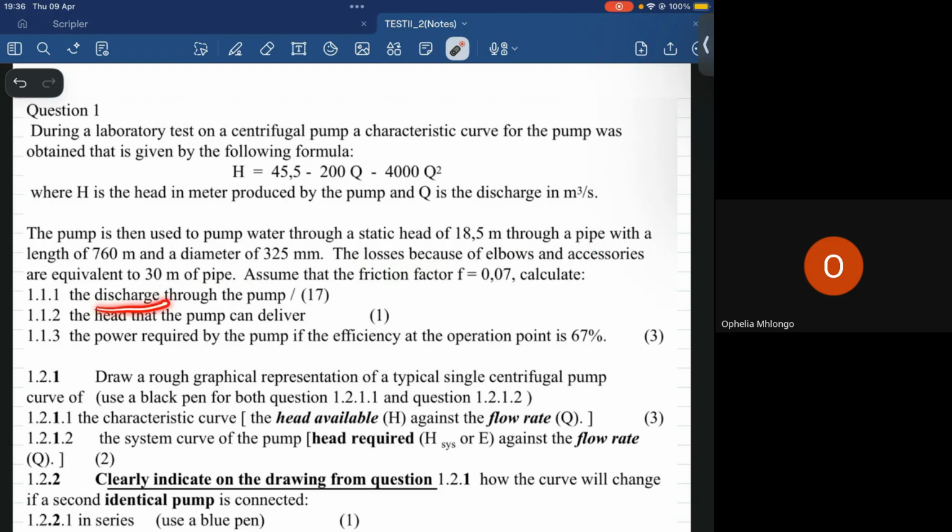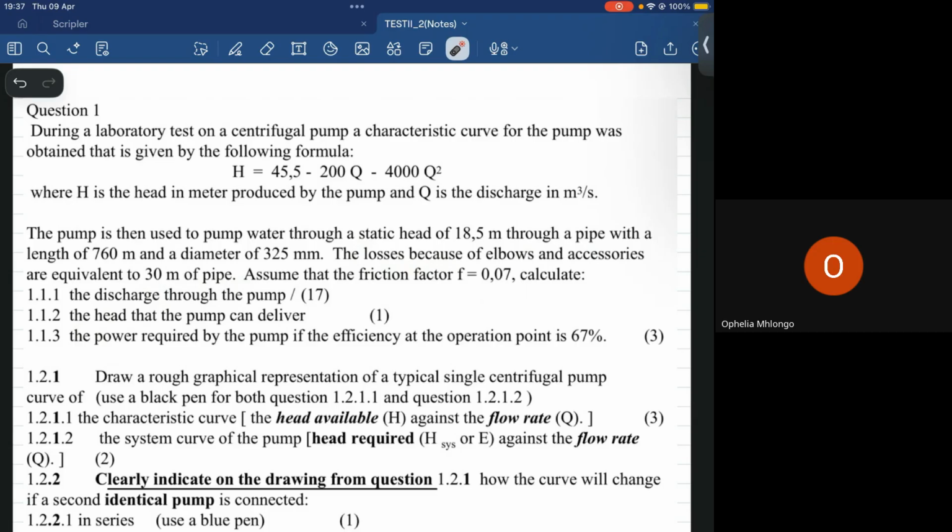Firstly, you must calculate the discharge, which is the volumetric flow rate. And then after that, you must also calculate the head of the pump, meaning the height of the pump. And then lastly, you must calculate the power required by the pump if the efficiency at the operation point, or at the working point, is equal to 67%.